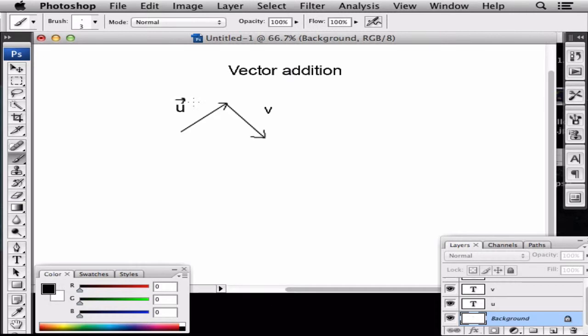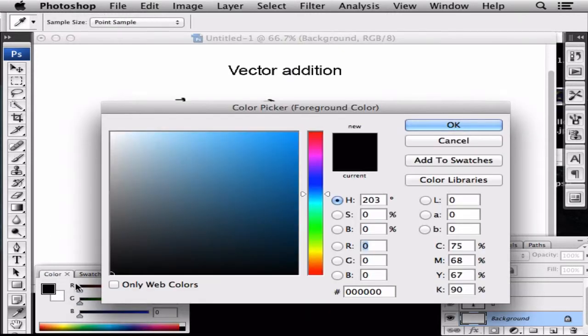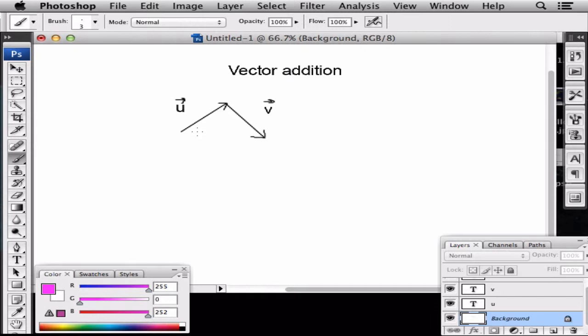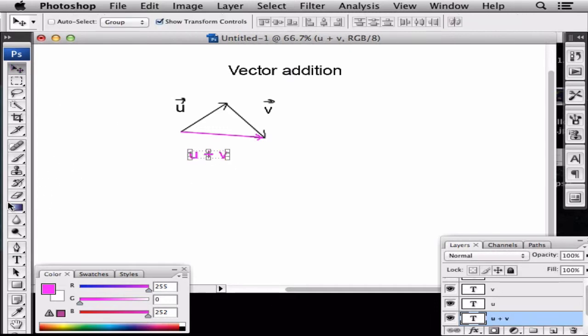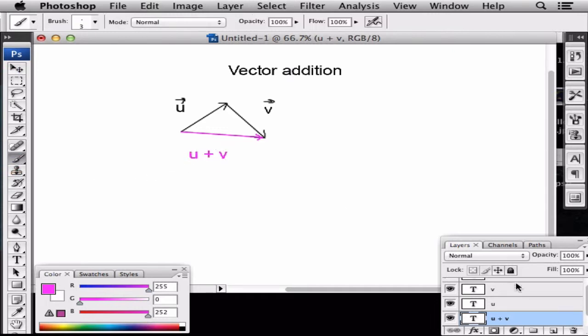Like this. Let me take a different color here so we can see the difference. The result is a vector. So the purple one is the result of the addition. So it's u plus v. And that's what it means to add vectors in a geometric sense.